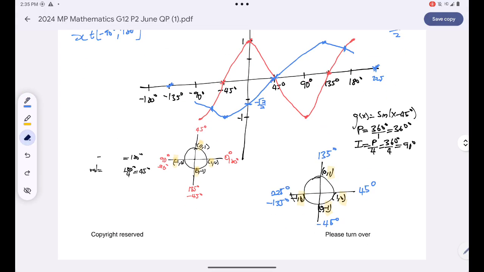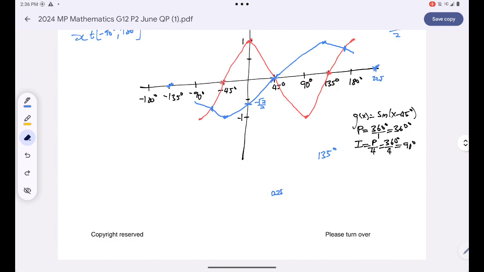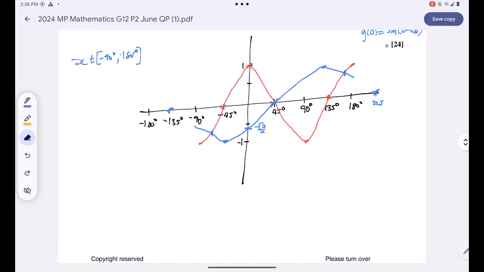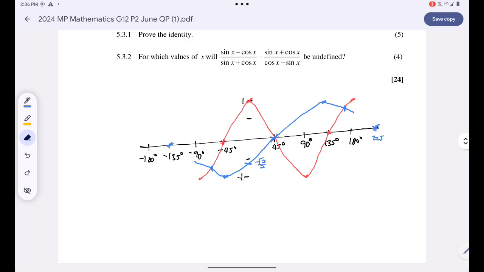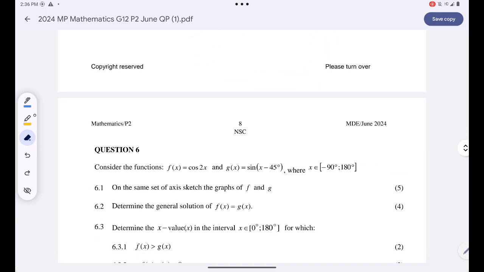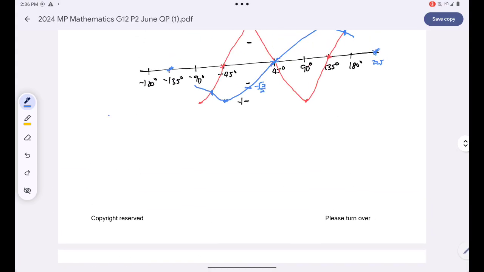And then question number 2. Question number 2. We are supposed to find the values of x whereby the two graphs are equal. Determine the values of x whereby the two graphs are equal, right? I'm supposed to find the general solution. I have f of x being equal to g of x, right? f of x is just cos 2x. g of x is equal to the sine of x minus 45 degrees.